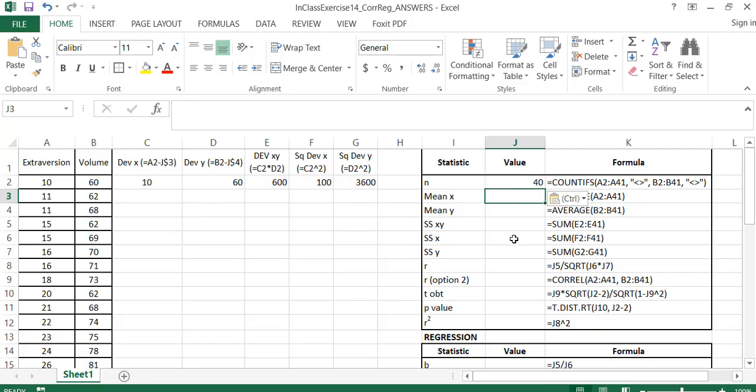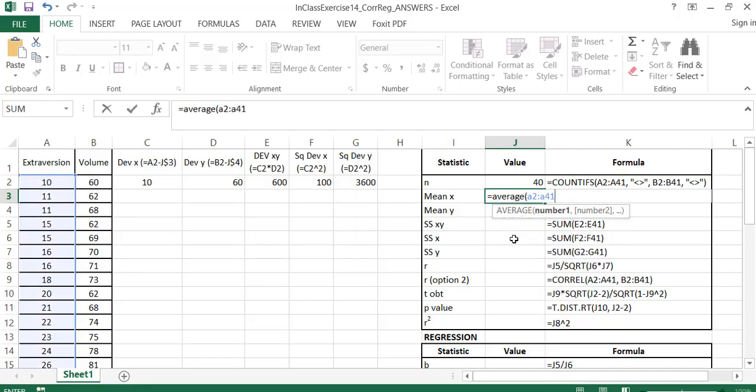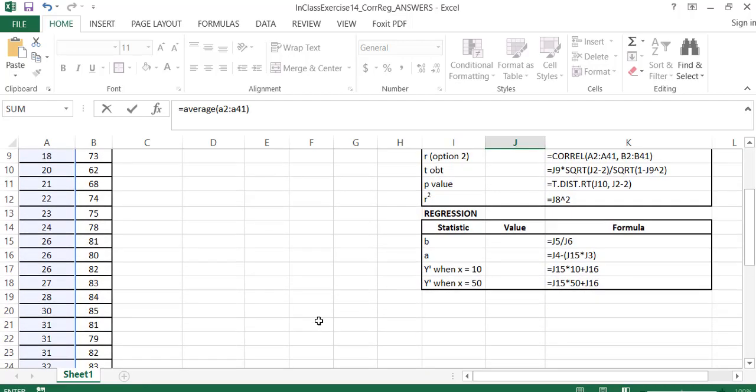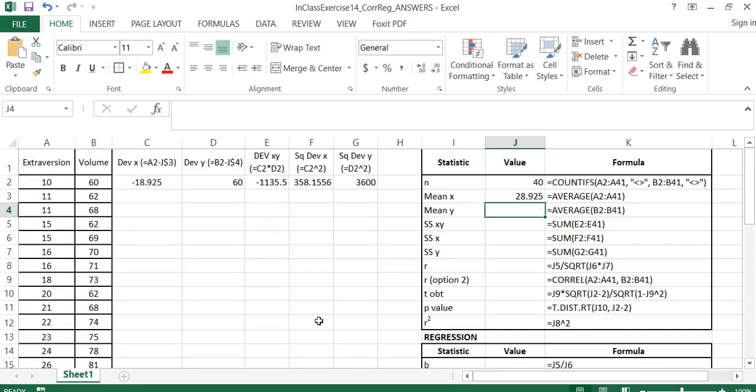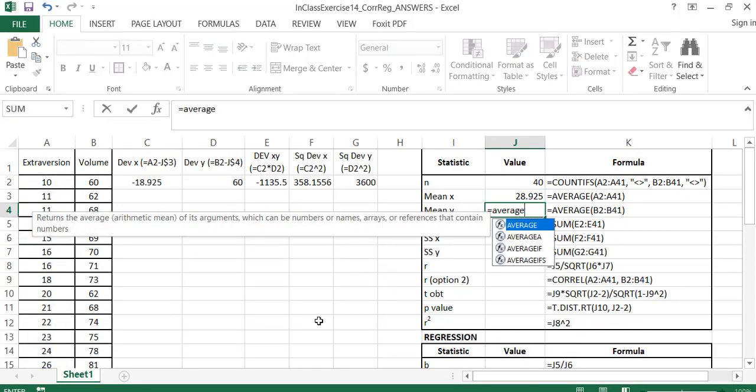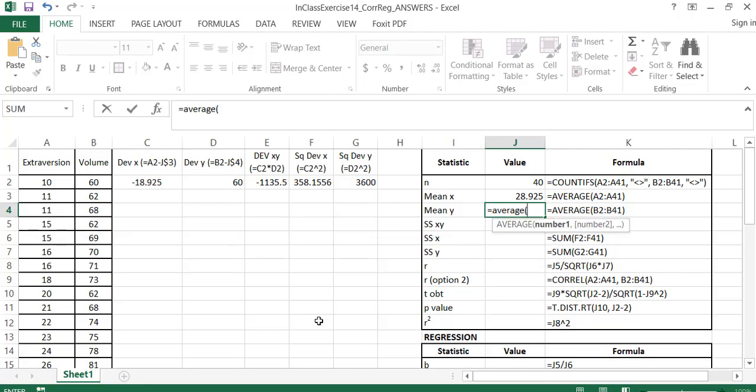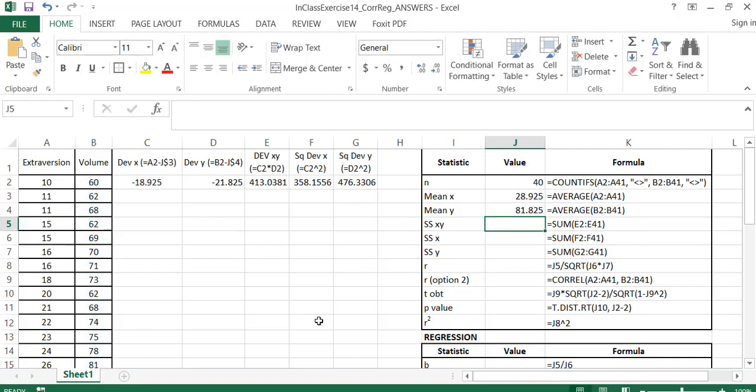We're then going to get the mean, and this should not be new to you. So we're just going to say, all right, what is the average from A2 to A41? And we could always scroll down and make sure that that is where the data ends. And we see that that is, in fact, where it ends. So there's 40 people. And then we can say, additionally, what is the average on Y? So that's B2 to B41. And so now we know that the average extroversion score is just below 29, so 28.93. And the average mean on Y is 81.83.